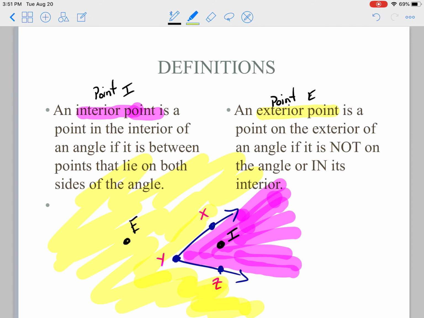So it's an exterior point if it is not on the angle or in its interior. So technically point X, Y, and Z, because they are on the angle, they cannot be considered exterior. X, Y, and Z are not exterior because they are on the angle itself. So we have the interior at I, exterior at E, but then the entire pink region that I've shaded is on the interior. The entire yellow region is on the exterior.